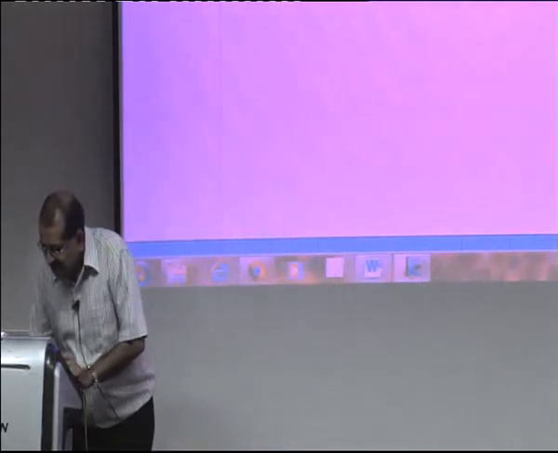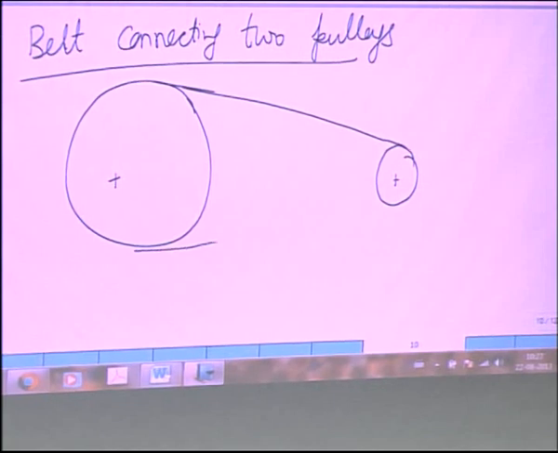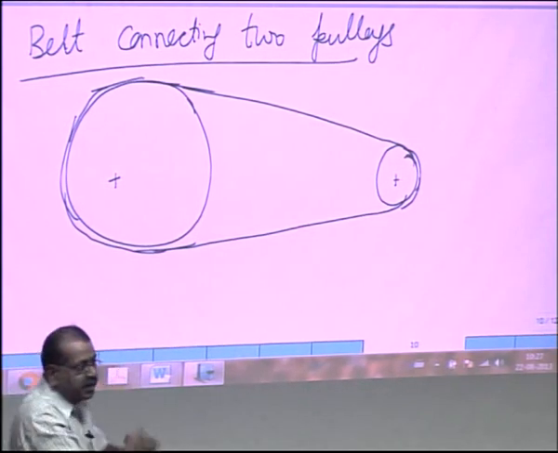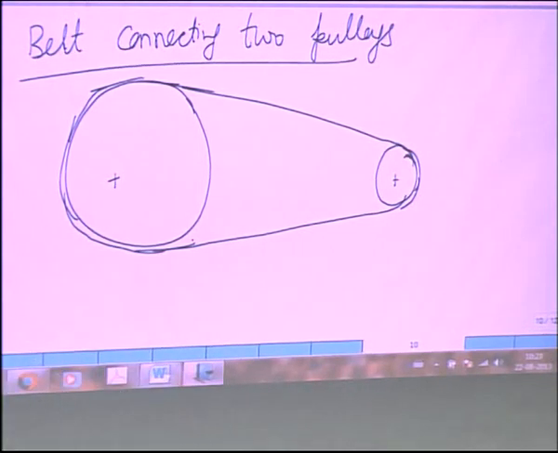So, I think you have a small wheel, and of course, there is a simpler example of the cycle and the chain. So, you have a belt which is connecting the two wheels. So, this is what we have, belt connecting two pulleys. Typically in this, and as in the case of a cycle, in fact probably cycle is a more common example.